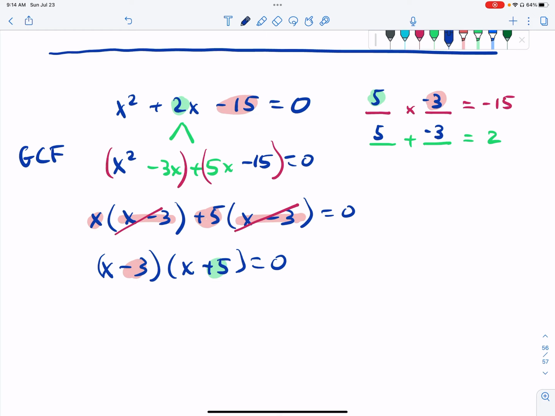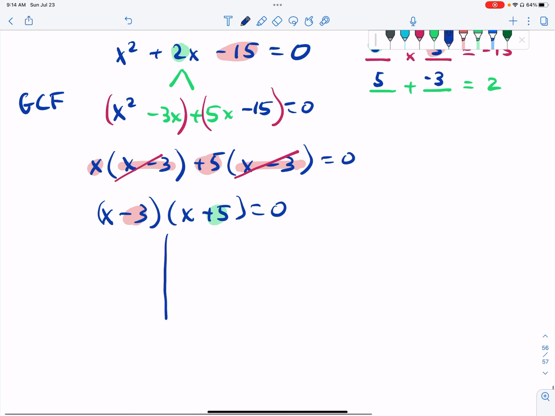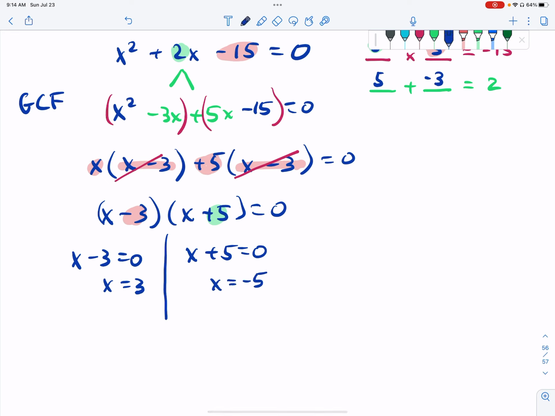Now we can apply the zero product property, which states that if I have two mystery numbers that multiply up to 0, at least one of them has to be 0. Could be both of them. So you go like this. X minus 3 equals 0, or x plus 5 is equal to 0. This first one, just add the 3 over, and you get x is equal to 3. And the second one, subtract the 5 over, and you get x is equal to negative 5. All right.